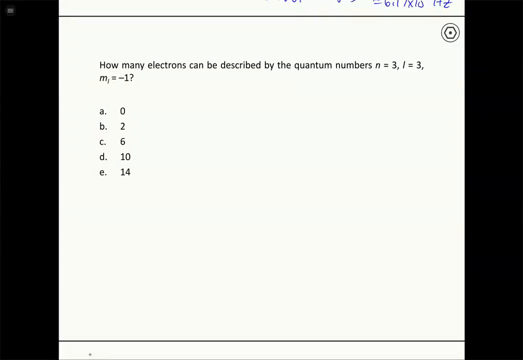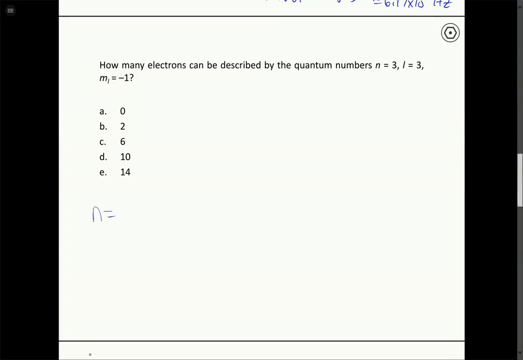How many electrons can be described by quantum numbers n equals 3, L equals 3, m sub L equals minus 1? Now if these were a valid set of quantum numbers, there would only be a maximum of 2 electrons that could be described by that. That's what Pauli exclusion tells us. But we first have to check to make sure if this is a valid set of quantum numbers.